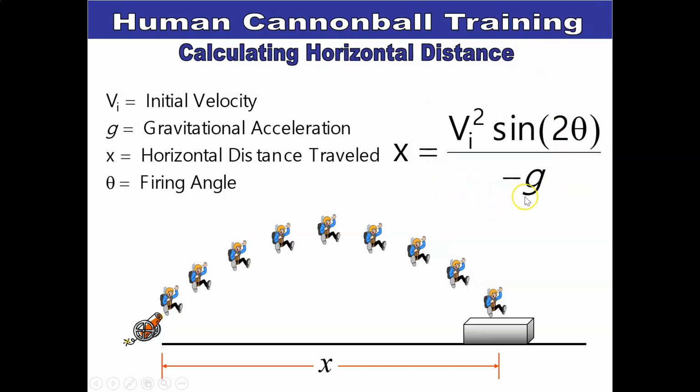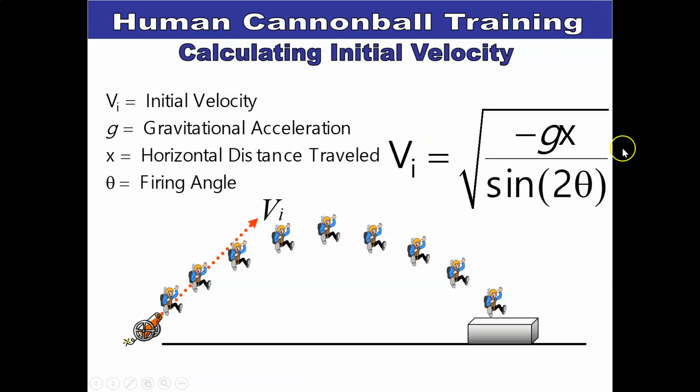So if I wanted to solve it for horizontal distance, this is what that formula looks like. It is simply just the initial velocity squared times the sine of 2 theta divided by negative gravitational acceleration. Again, that's just simply if you took this formula and you solved for x, and you did a little bit of algebra there, that's what you would end up with.